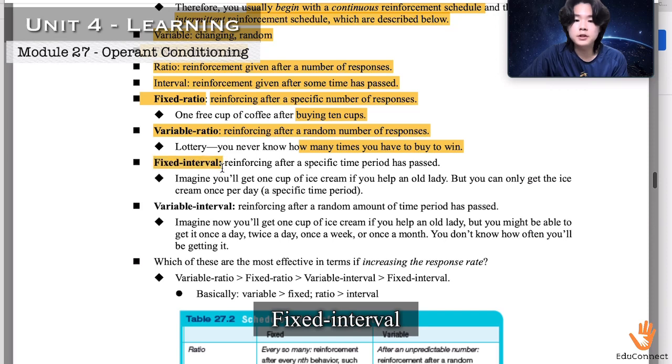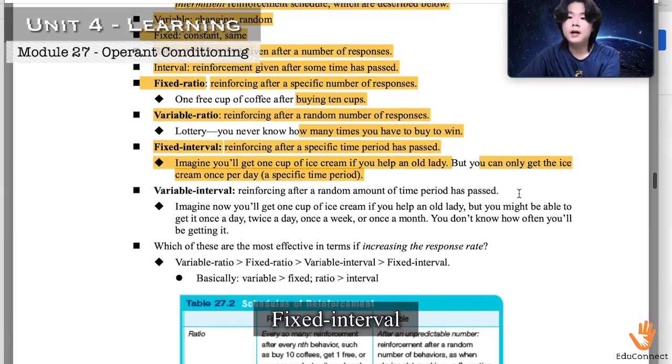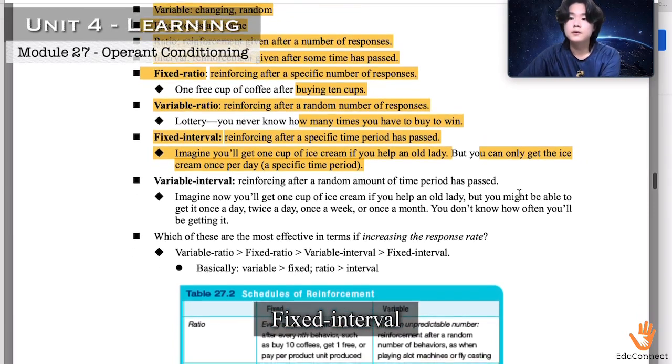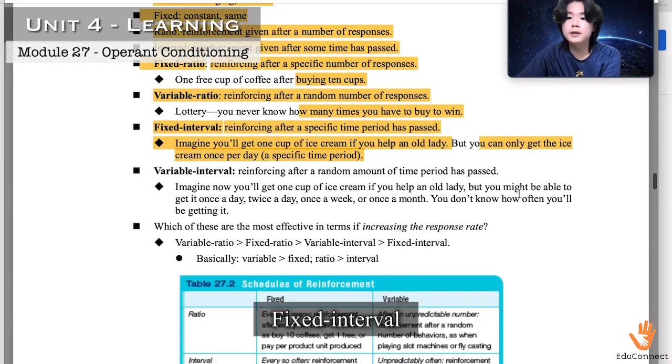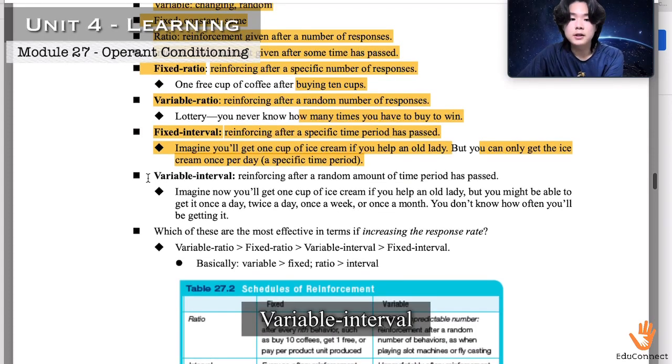And a fixed interval is when reinforcing occurs after a specific time period has passed. Imagine you get 1 cup of ice cream if you help an old lady, but you can only get the ice cream once per day, a specific time period. So this once per day term is explaining how there's a fixed interval. You will only get the ice cream once a day, no matter how many times you help an old lady in a day.